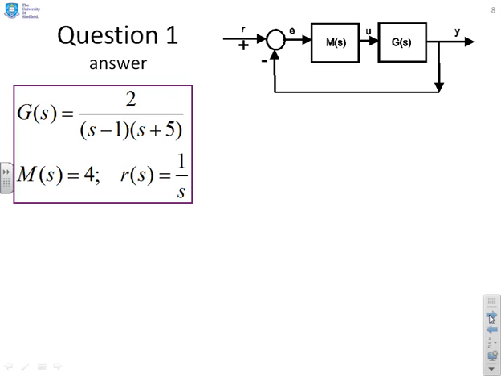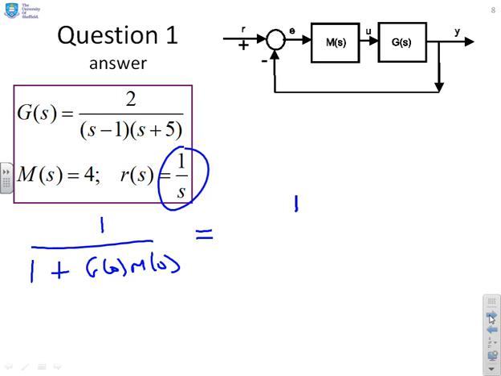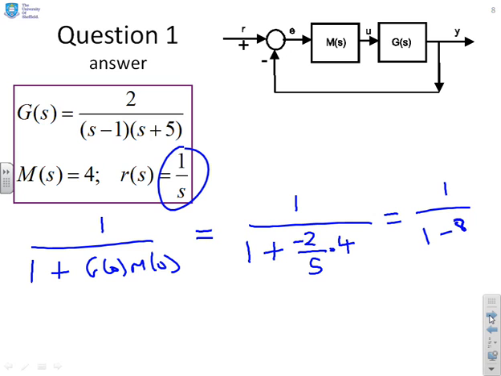Next one, g equals 2 over (s minus 1)(s plus 5), m of s equals 4, and again r of s is a unit step. So again, doing my formula, 1 over 1 plus g of 0, m of 0 is going to give me 1 over 1 plus, now g of 0 is going to be minus 2 over 5, m of 0 is 4, so you get 1 over 1 minus 8 over 5. Multiplying top and bottom by 5, you get 5 over minus 3. Not very good at all.